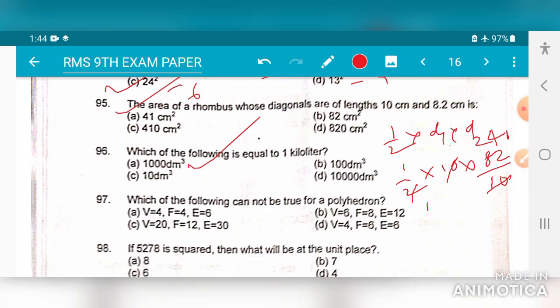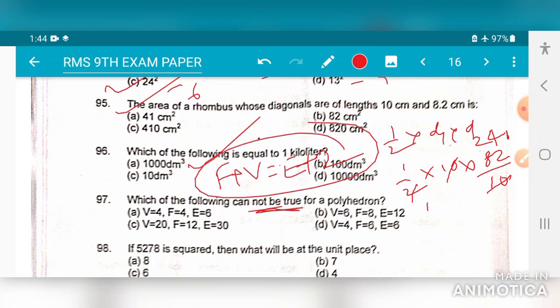Which of the following cannot be true for a polyhedron? Not true, not true. Euler formula, you know, Euler formula: F plus V is equal to E plus 2. By substituting these values, we can check which one is not true. See here, F plus V, 4 plus 4 is 8, is equal to E plus 2, 6 plus 2. This is the true one.